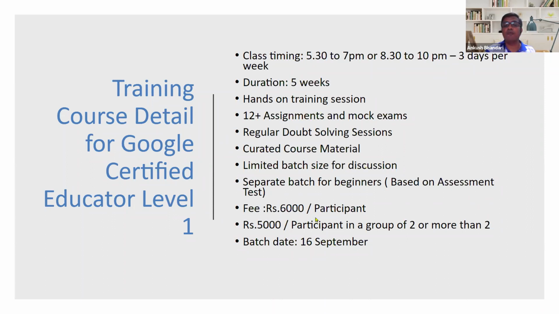And the best part of it, we have a separate batch for beginners. All the participants who are beginners in technology will get a separate batch of 10 to 12 students. And all the regular students will get a batch of 25 to 30 students, right? But the fee is going to remain the same for both of them. Only for beginners, we have to do more hand-holding so that they also become good at using technology. The fee is going to be 6,000 rupees per participant. If you're joining as a group, it is going to be 5,000 rupees. And the next batch is starting from 16th of September. So if you want to join this batch, you can join.